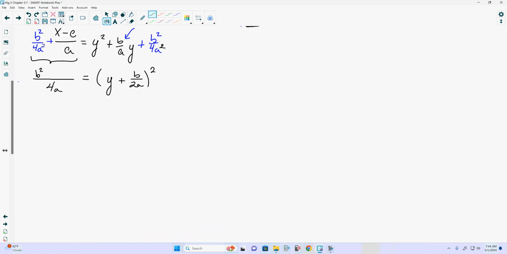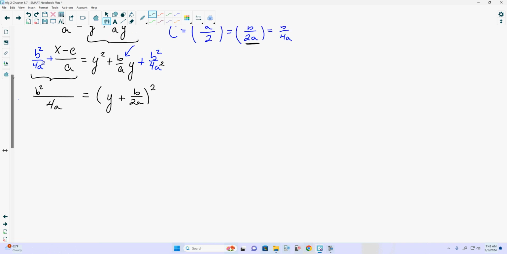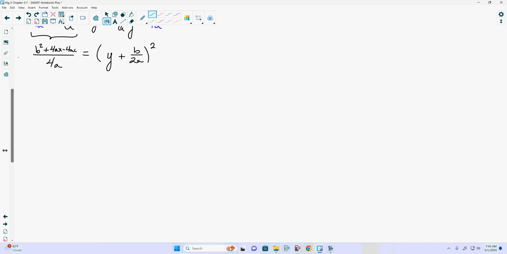I don't know why I did that because I did that before. It is b squared over 4a squared. Sorry, didn't mean to forget that. But we have b squared over 4a squared plus x over c over a. And when we add these together, we get plus 4ax minus 4ac as one whole part. Now again, we're still trying to get y by itself.